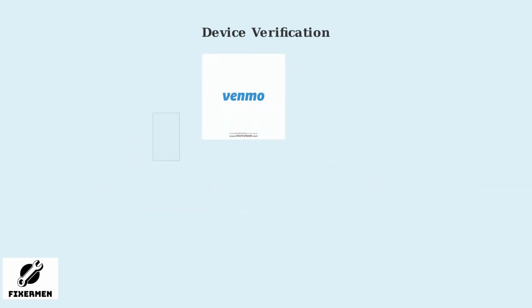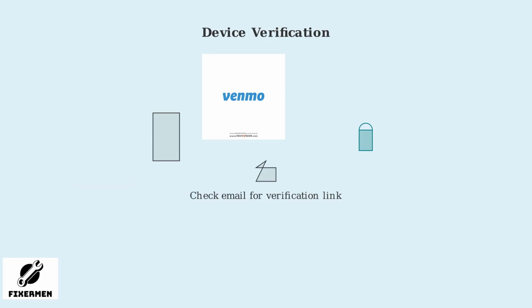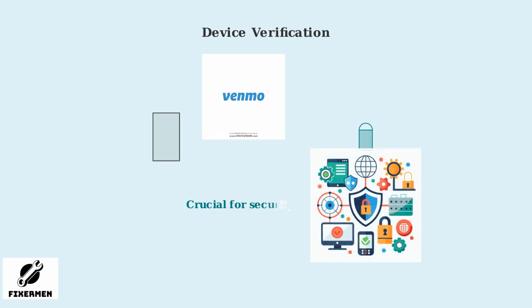Device verification is an important security step in Venmo. The app may ask you to verify your device, especially if you're logging in from a new phone or tablet. This happens to ensure only you can access your account and prevent unauthorized access. To verify, check your email for a verification link from Venmo. Follow the instructions in the email to confirm your device. This step is crucial for maintaining security and protecting your account from potential threats.